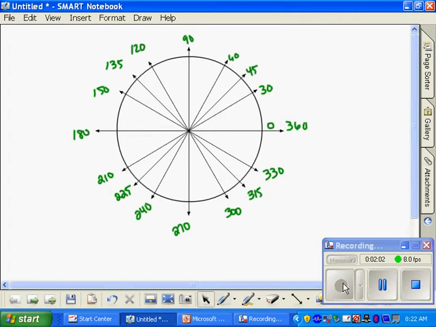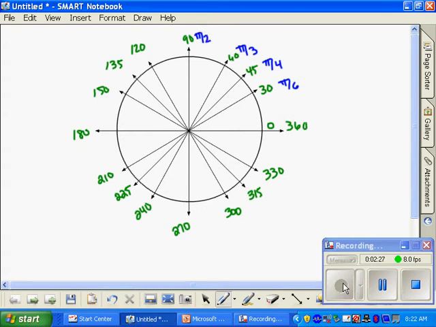For the radians, 0 degrees is the same as 0 radians, so we don't have to write 0 down again. At 30 degrees, what is that in radians? Pi over 6. Very good. What about 45? Pi over 4. What about 60? Pi over 3. Good. And at the top? Pi over 2.